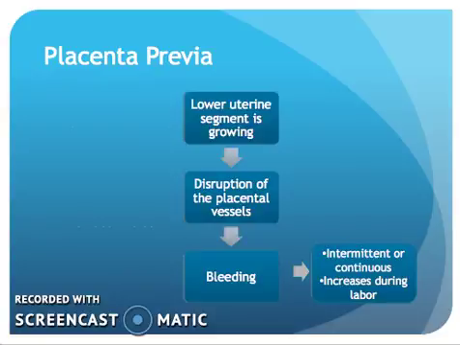Pathophysiology of placenta previa. As the pregnancy continues, the lower uterine segment is growing, and there will be disruption of the placental vessels, and then bleeding will occur. Bleeding can be intermittent or continuous, and bleeding also increases during labor due to contractions and dilation.